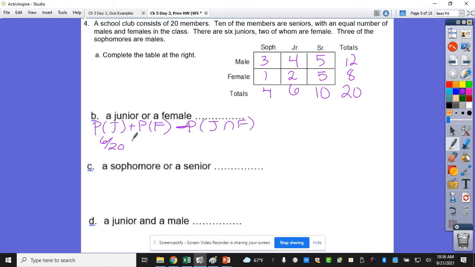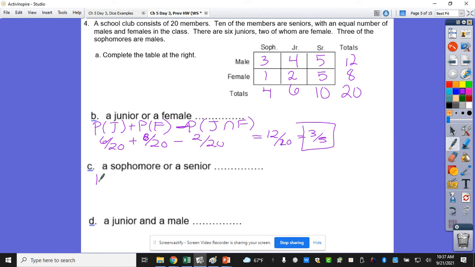So it's our probability of female. Sorry, that's just 8 out of 20. Minus 2 out of 20, which gives me 12 out of 20, which is, so again, all of that is showing work of what I need.